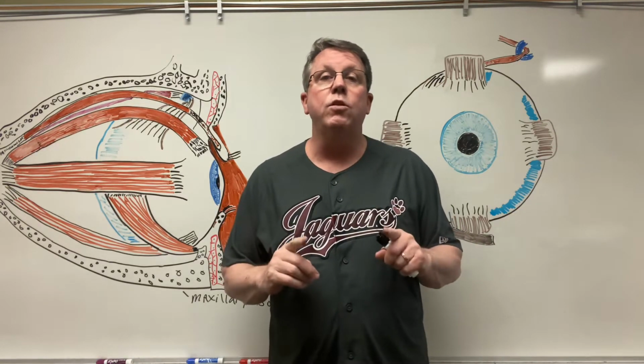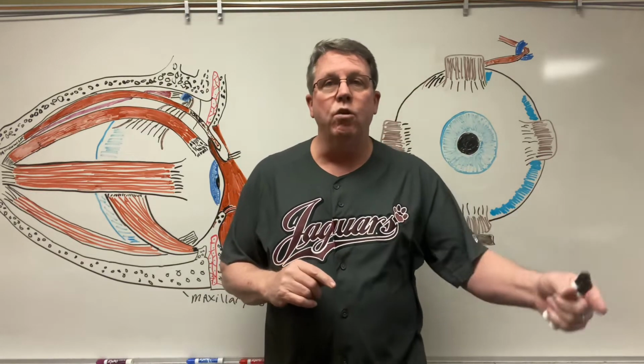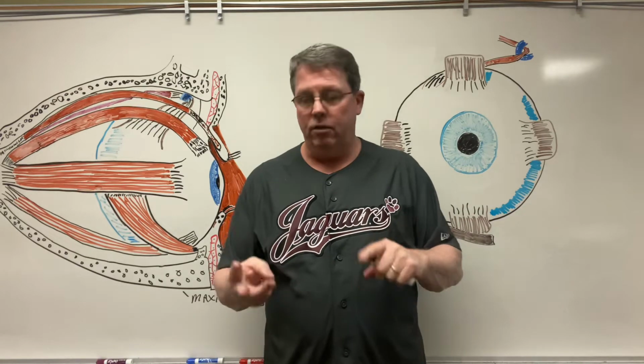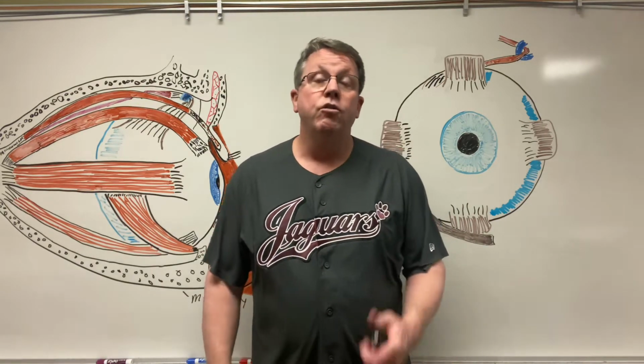So the way I'm going to do this is like this. I am going to go through the muscles by the cranial nerve that innervates them. So there's going to be 3 different cranial nerves: the oculomotor nerve, the trochlear nerve, and the abducens nerve. So let's go ahead and get started.